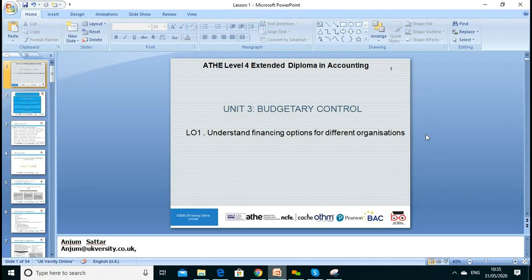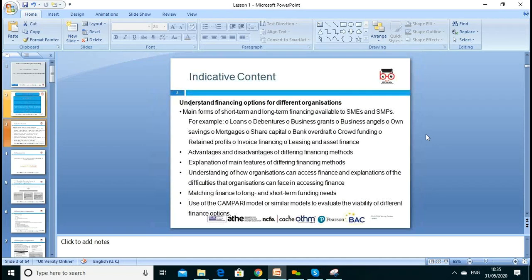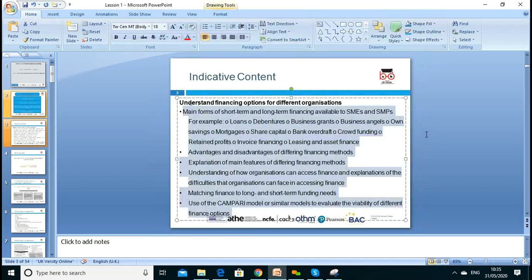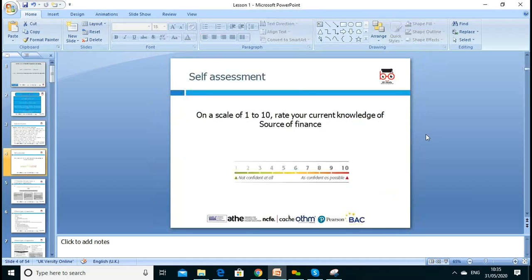So we'll start. Again, today's lesson will go through LO1. My name is Anjum Satar and my email address is anjum@ukversity.co.uk. These are the indicative contents which I just discussed with you, what we're supposed to learn. Now spend one or two minutes to think about and reflect on how much you know about the sources of finance.